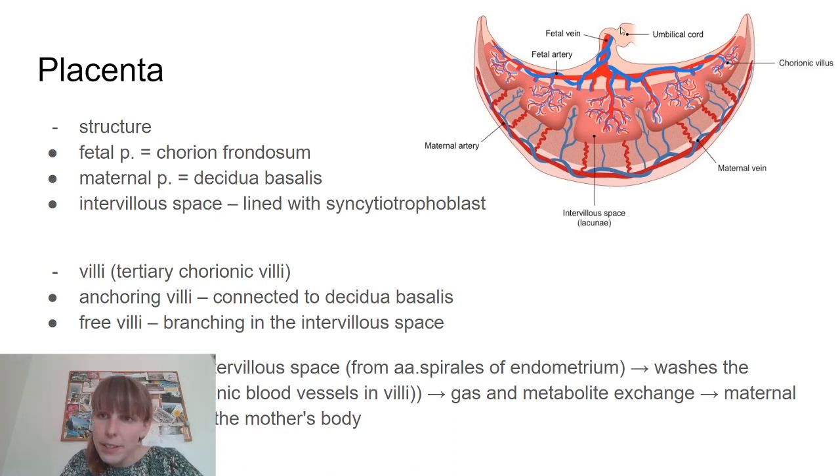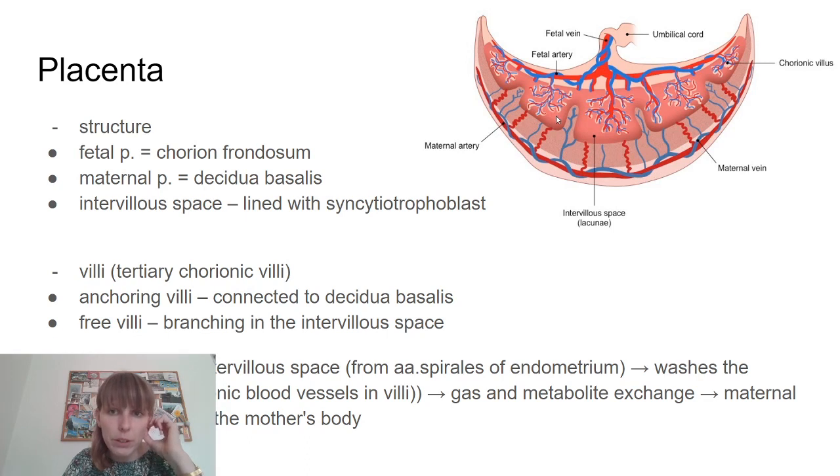So this is the umbilical cord, and this outer side will be the maternal tissue. So this will be like the changed part of the endometrium, and this part will be the fetal part, the part where you see the chorionic villi. And this space between the villi is the intervillous space, and it's lined with syncytiotrophoblast, which is covering the villi.